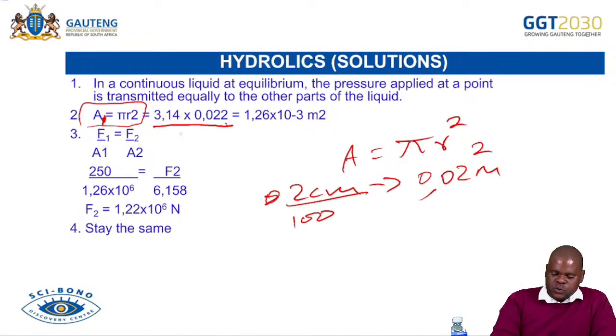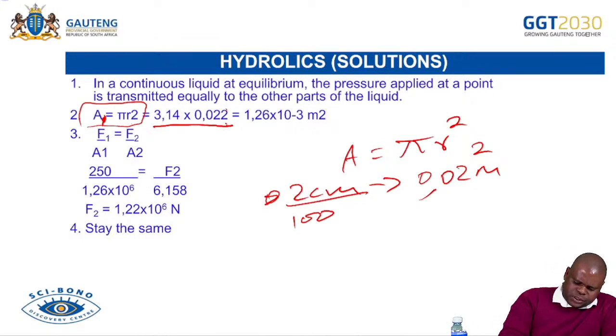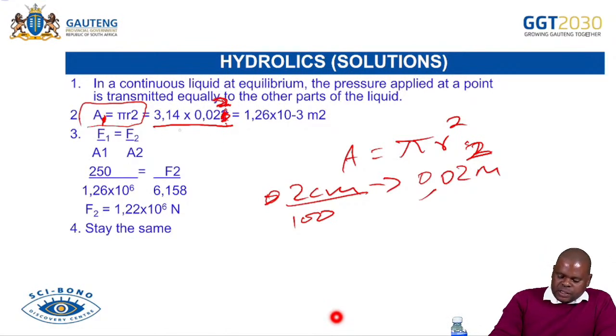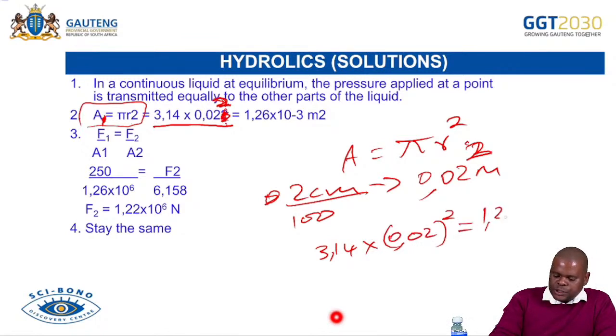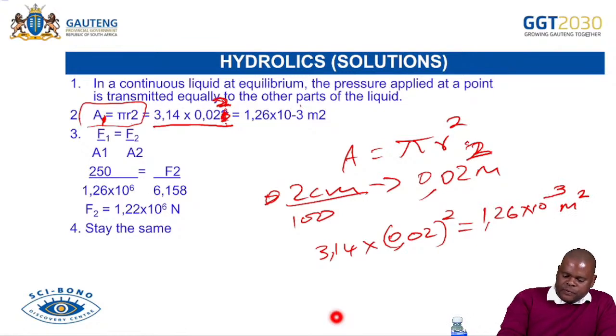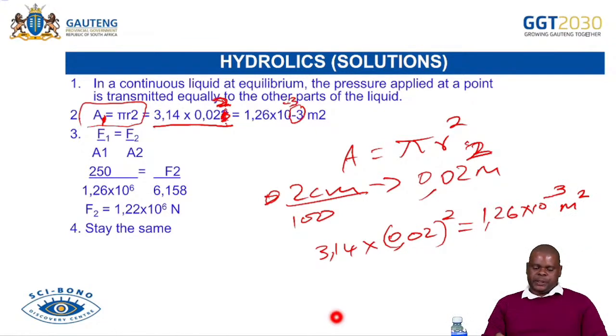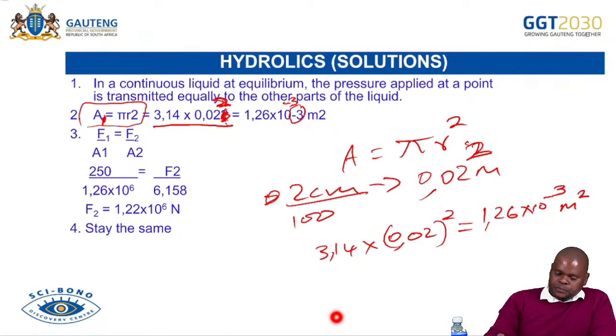it gives you 0.02 squared. This 2 here is supposed to be squared. Then we say that means you're going to have 3.14 multiplied by 0.02 squared, which is going to be 1.26 times 10 to the exponent negative 3 meter squared. This is supposed to be here at the top also. Are we together? Yes.